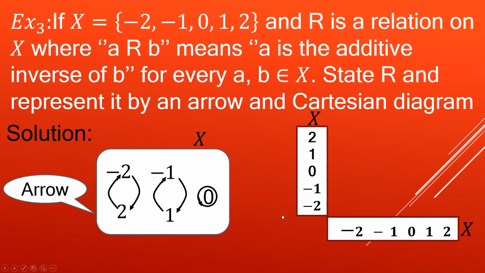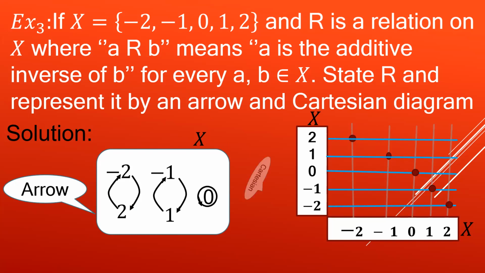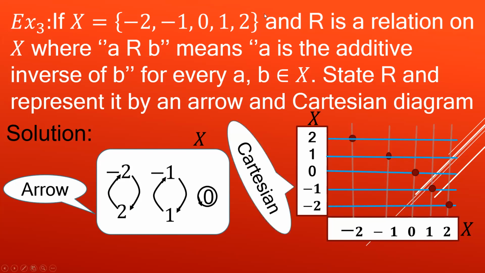Now we can represent it by using the Cartesian diagram. This is the first set, and this is the second set, or the same set. And the first ordered pair, -2 and 2. And then -1 and 1. 0 is the additive inverse of 0. And 1 is the additive inverse of -1. 2 is the additive inverse of -2. And this is the Cartesian diagram.